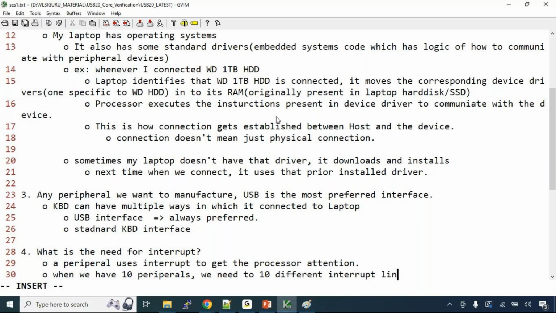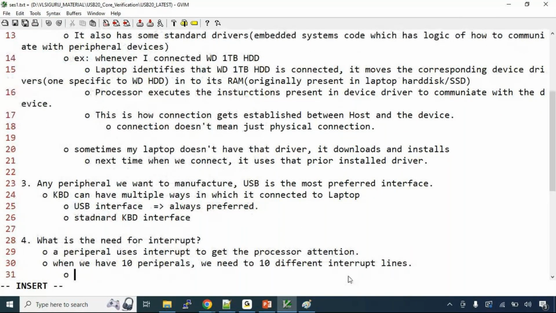A simple analogy of an interrupt is like you're asking me a question. You are interrupting the session to get my attention so that I can answer your question. Same way, whenever a peripheral wants processor attention, it generates an interrupt. If there are 10 peripherals, we will need 10 different interrupt lines. As we increase peripherals and interrupt lines, the processor interface gets complex, gets bigger, because you need to support so many wires.